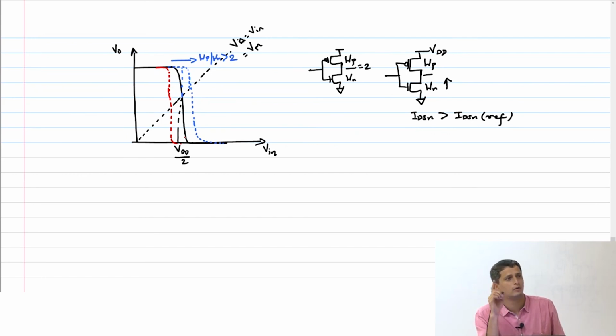Are you all following me here? This is just the intuitive picture. You can go back, maybe simulate this VTC, change your Wp by Wn and check what happens. Okay, you will see it. I am just giving you the intuitive picture here. Clear? Any questions?